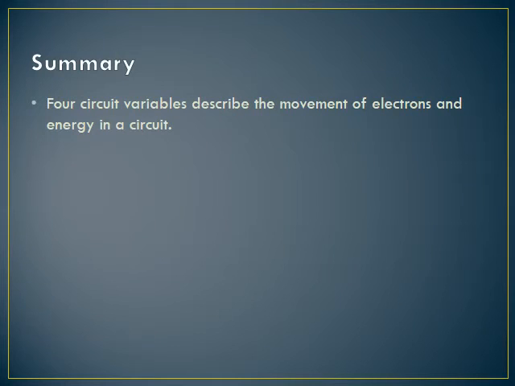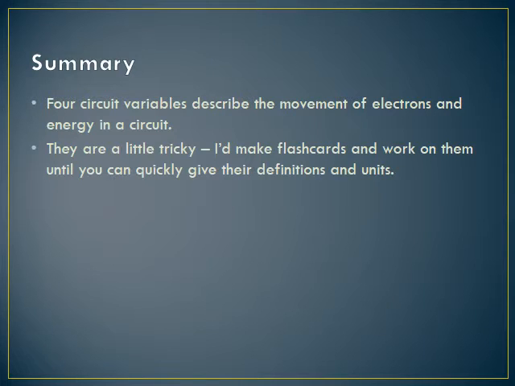Quick summary of this slideshow. 4 main circuit variables describe what's going to happen to the movement of electrons and the energy in a circuit. The variables are a little bit tricky, right? They kind of are made up of the same fundamental things. There's energy, there's electrons, and there's time, but the specific combination of those variables determines the specific circuit variable that we use. So I would really recommend making flashcards about these and working on them until you can quickly give the definitions of each variable and the unit.